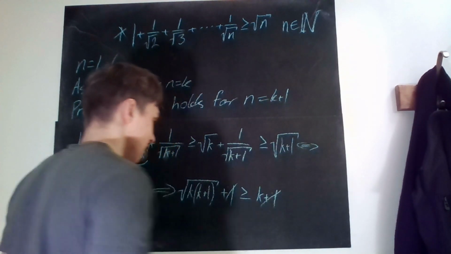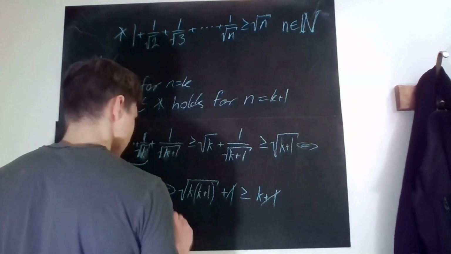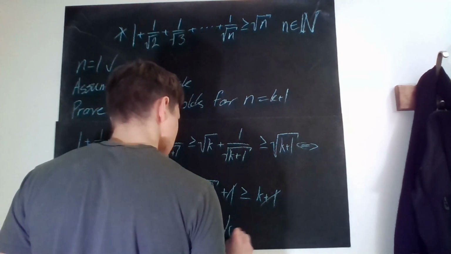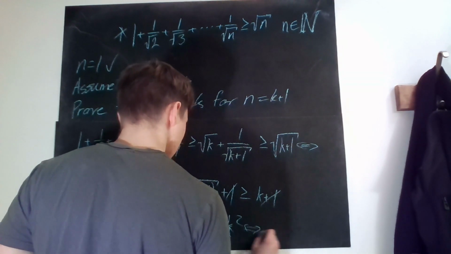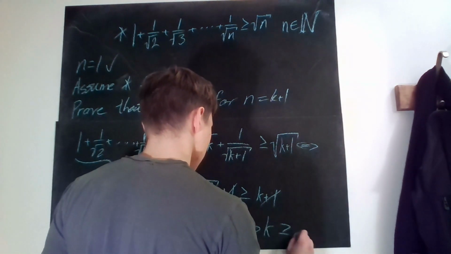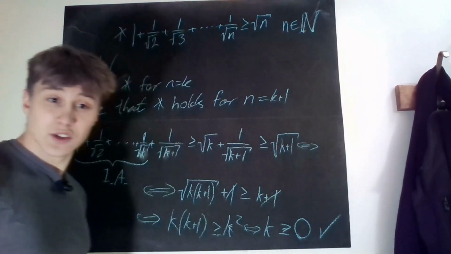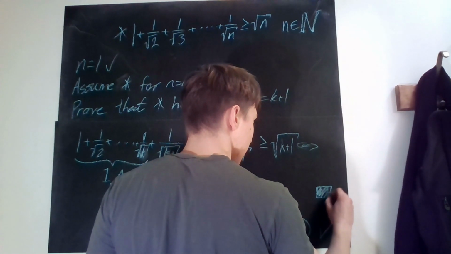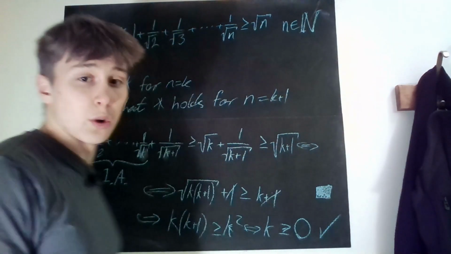So we can erase those things and then we square both sides. So then we just get that k times k plus 1 is larger than or equal to k squared, which absolutely holds because that is equivalent to saying that k is larger than or equal to 0, which we are assuming it is. So therefore, proof concluded. And obviously you have to write, and by the induction axiom, the proposition holds.